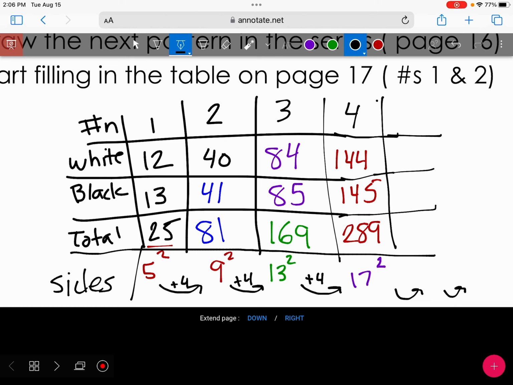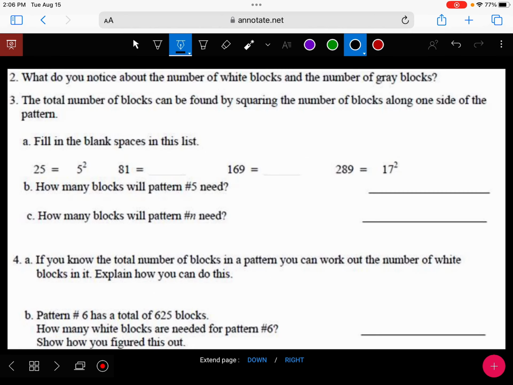Which is actually what we're supposed to try and notice for part 3. Question 3.